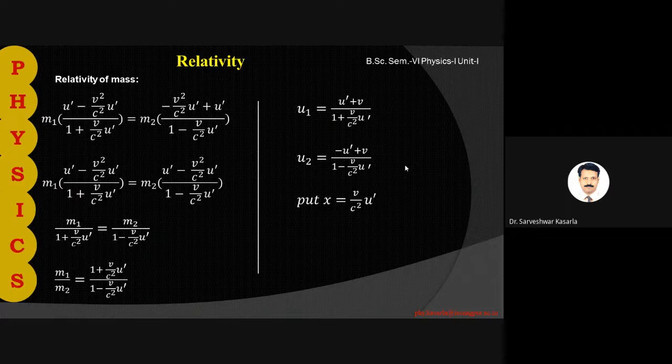Again, I said we replace v upon c square u dash. These terms are repeating, therefore we replace this by x. Now the things become simpler like this. So now u1 is equal to (u dash plus v) upon (1 plus x), and u2 is equal to (minus u dash plus v) upon (1 minus x). So this replacement can be done here also. That may be simpler.